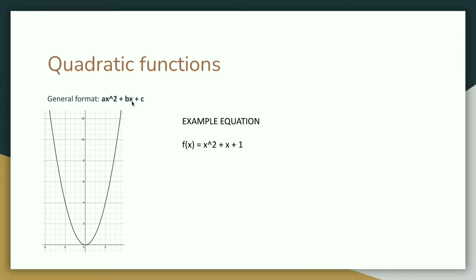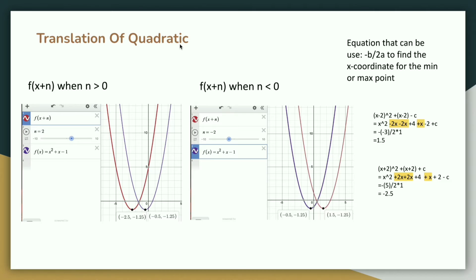Quadratic function: ax squared plus bx plus c. An example would be x squared plus x plus 1. Translation of quadratic: f(x plus n) when n is positive and when n is negative. When the n value is positive, it will shift the graph to the left by the amount of n, and when n is negative, it will shift the graph to the right by the amount of n.